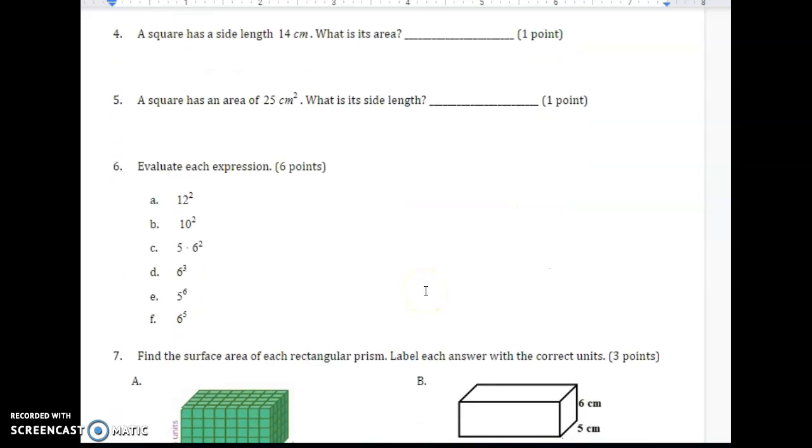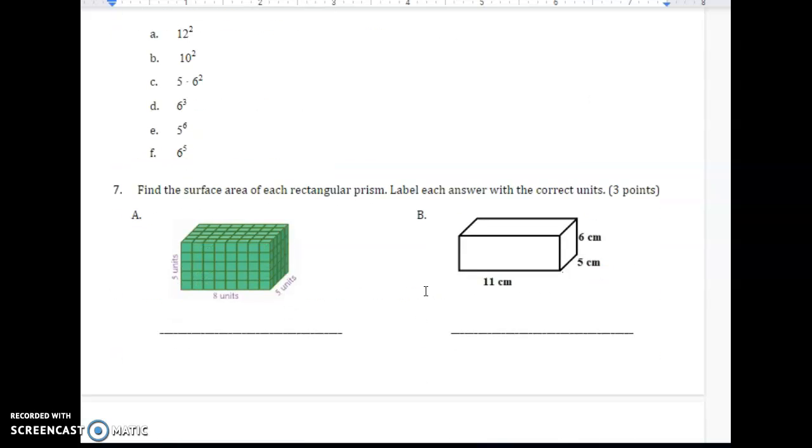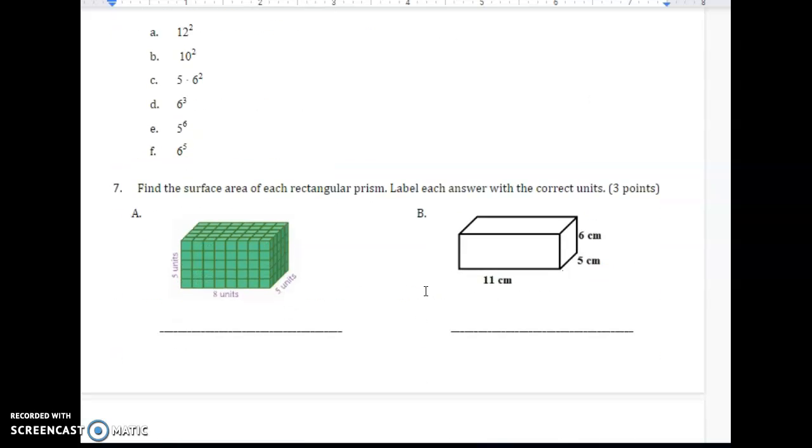6. Evaluate each expression. 7. Find the surface area of each rectangular prism. Label each answer with the correct units.